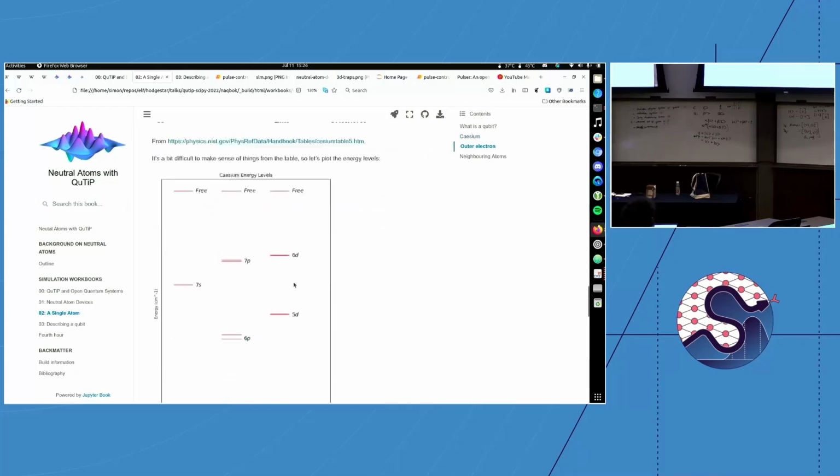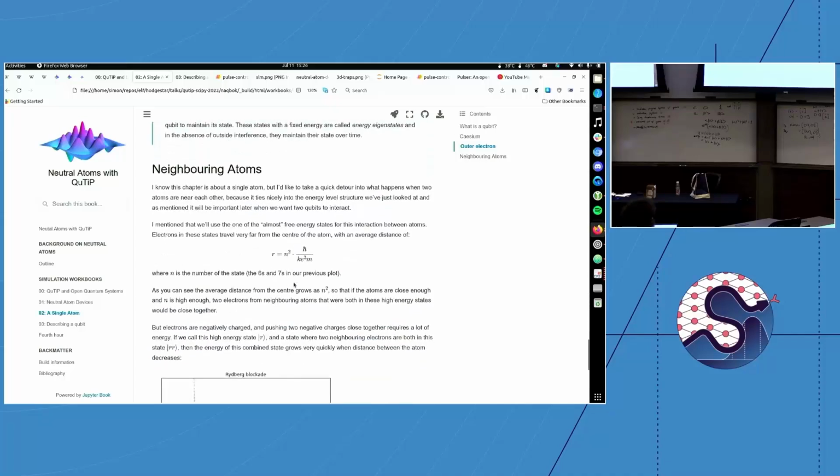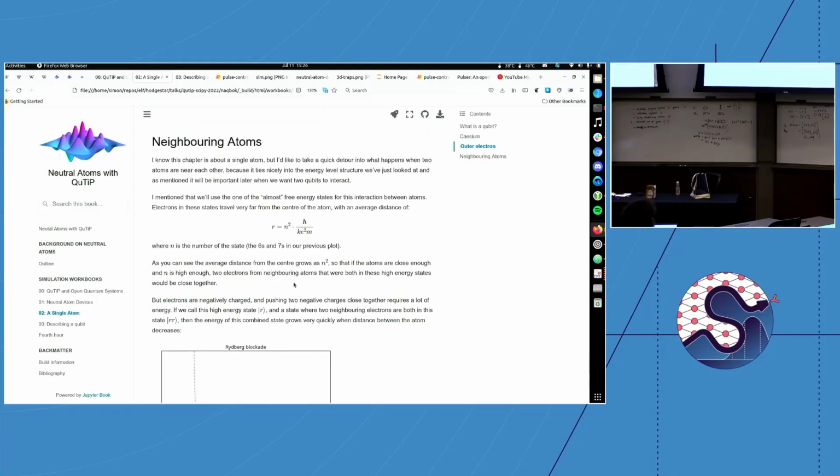So maybe let's see if there's more to look at here. Okay, let's talk about how the two-qubit interaction is going to work a bit, because that's why we will in fact need three states rather than two.